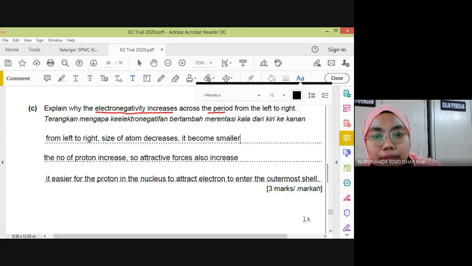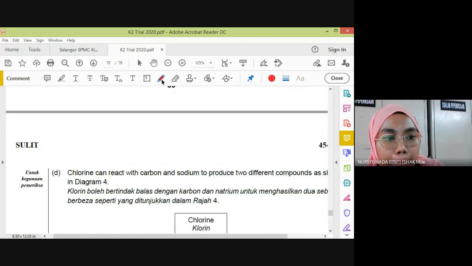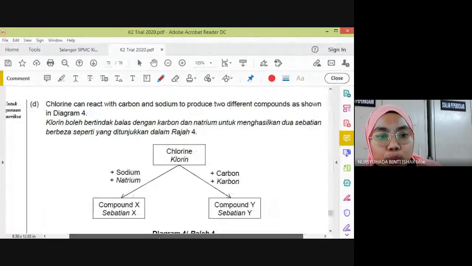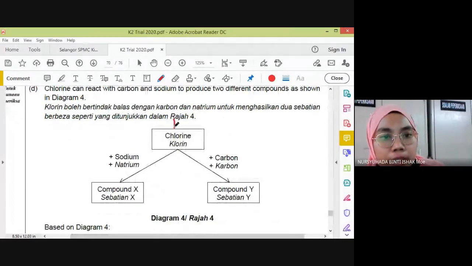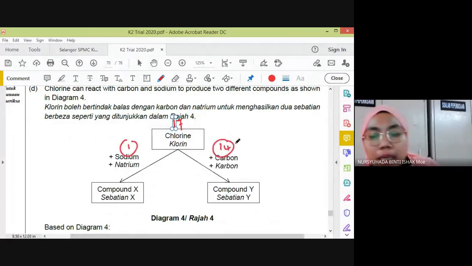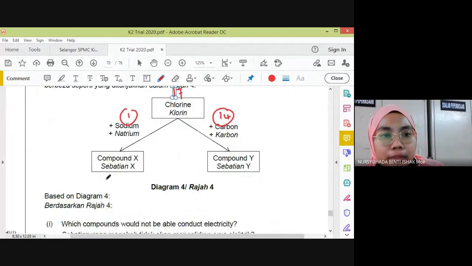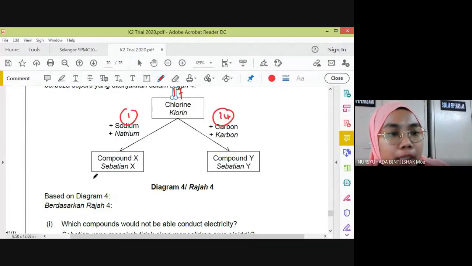Okay, next question. Question B. Chlorine can react with carbon and sodium to produce two different compound as shown in diagram 4. Pertama, chlorine kita tahu chlorine group 17. Sodium group 1. Carbon group 14. So kita akan dapat dua compound. Compound X ni compound apa? Ionic ke covalent? So chlorine and sodium, ionic.